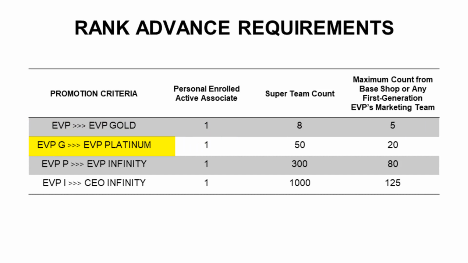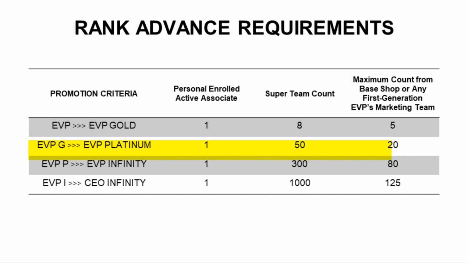Executive Vice President Gold to Executive Vice President Platinum. To rank advance to Executive Vice President Platinum, you must have at least one personally sponsored associate and a total of 50 active associates in your super team. You can count no more than 20 from your base shop or any first generation executive vice president's leg towards the 50 needed to advance.